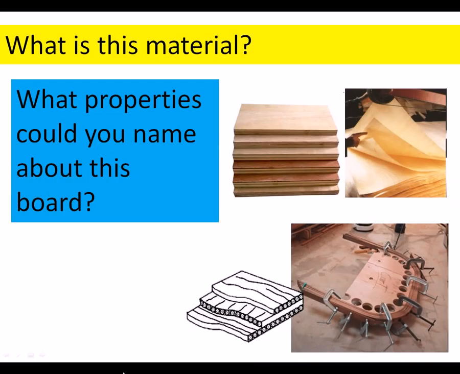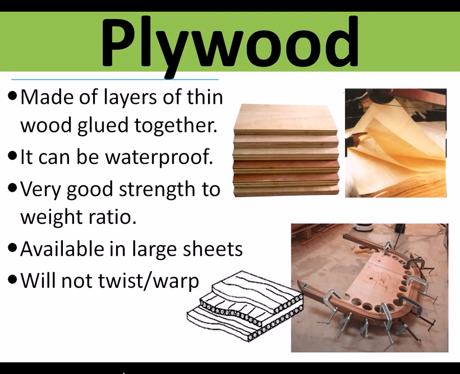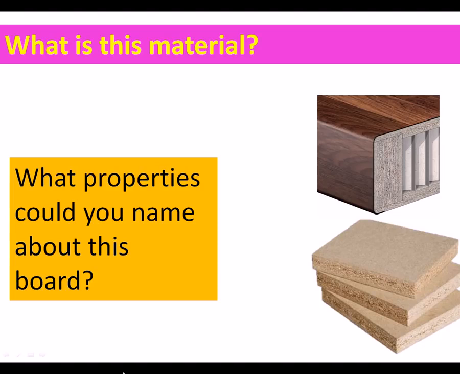What are the manufactured boards? What properties can we say about this board? This is, of course, plywood. Plywood is made of thin layers of wood glued together. It's generally waterproof if you get waterproof grade. It's very strong. It has a very good strength to weight ratio. You make aeroplanes out of plywood. It's available in large sheets. It generally doesn't twist or warp.